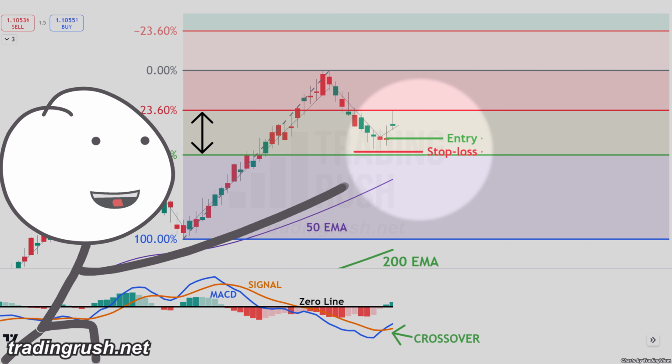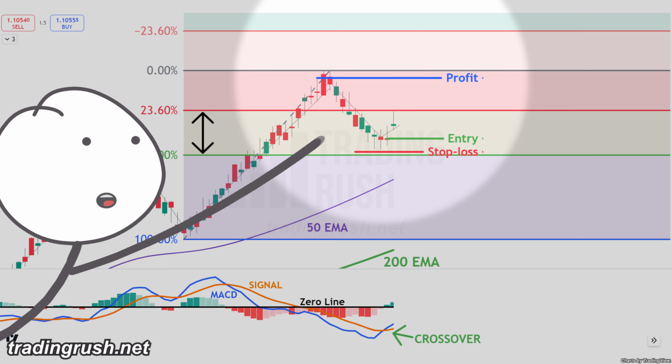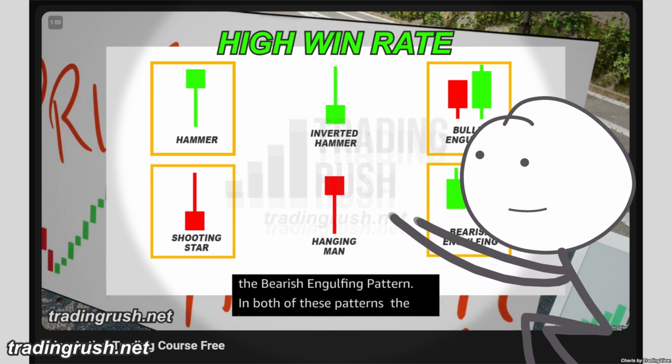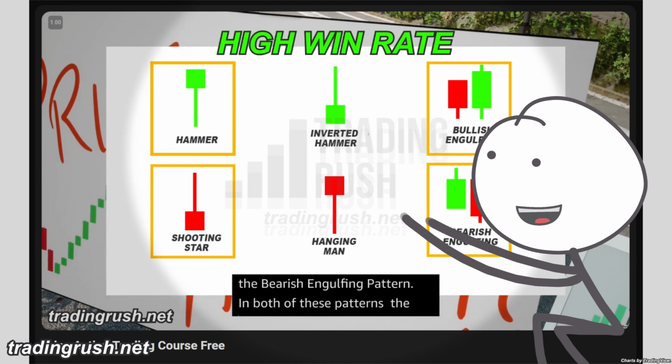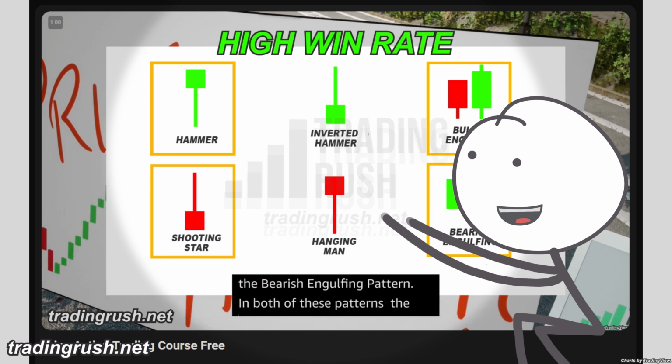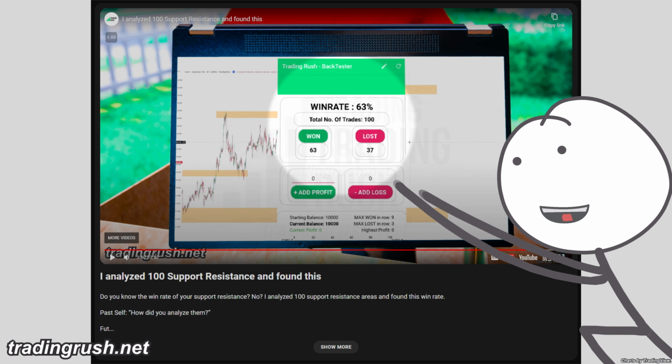The stop loss would go below the end of the pullback. The profit target goes below the 0% level of the Fibonacci. Back then, I was more of a price action trader, so many times I would use candlestick entry patterns to buy, such as engulfing or hammer, near the horizontal support areas as well. If you want, you can check out the detailed video I have made on how I draw horizontal support resistance areas that get a 60% win rate according to data.